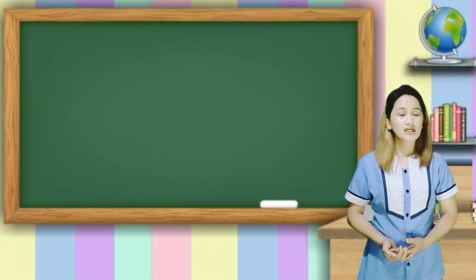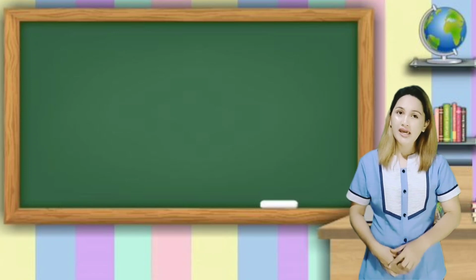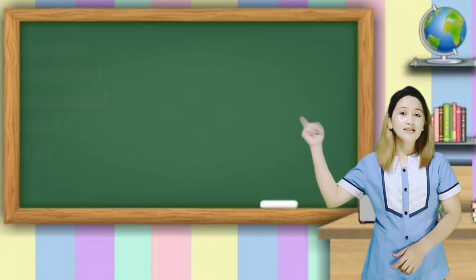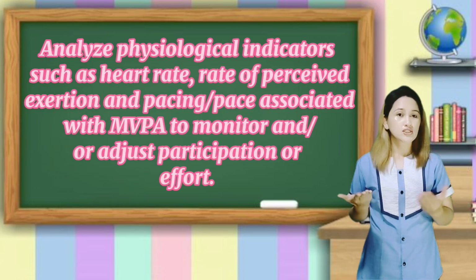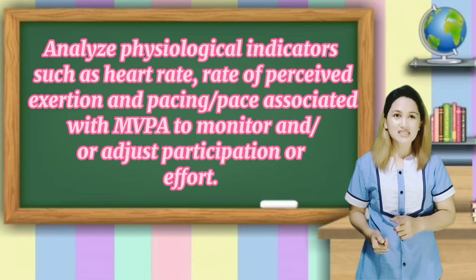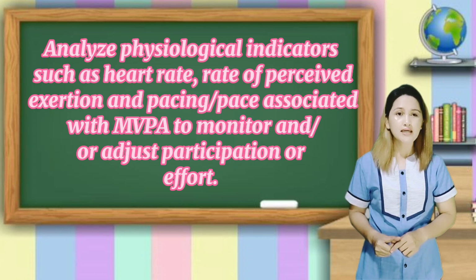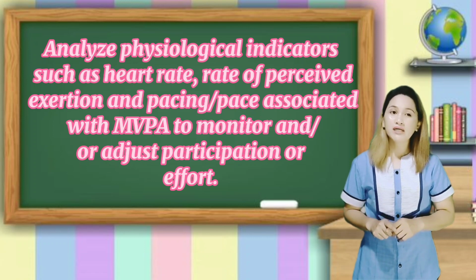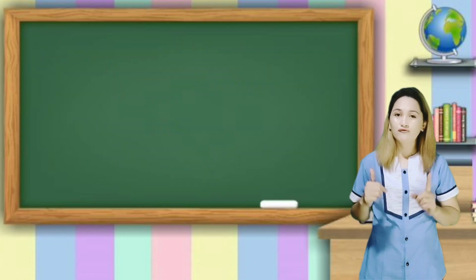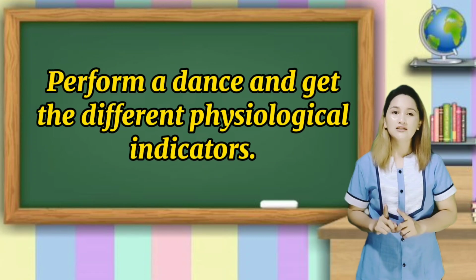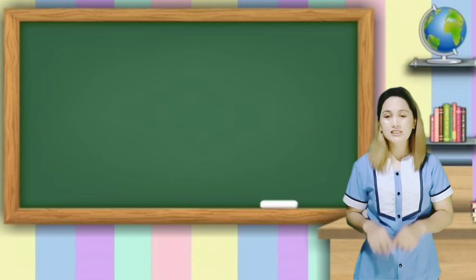At the end of this learning activity sheet, you should be able to analyze physiological indicators such as heart rate, rate of perceived exertion, and pacing or pace associated with MVPA to monitor and/or adjust participation or effort, and perform a dance and get the different physiological indicators.